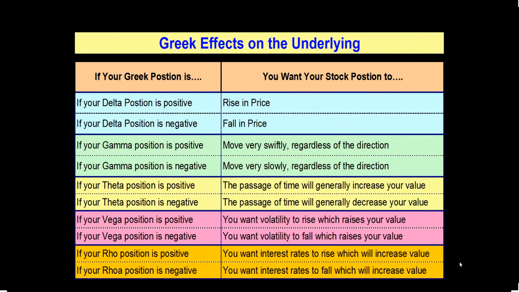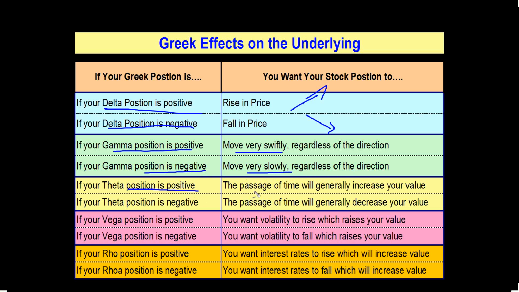Now, one other nice little thing here that summarizes everything. What are the Greek effects on the underlying? Well, it's real simple, but it's helpful. If your delta position is positive, you want the stock to go up. If your delta position is negative, you want it to fall. If your gamma position is positive, you want it to move really quickly. You don't really care which direction. If your gamma position is negative, you want it to move very slowly. So think of negative gamma as being in a credit spread. You want that sucker to move very slowly and let theta just waste away the premium. That's when you're making the money.